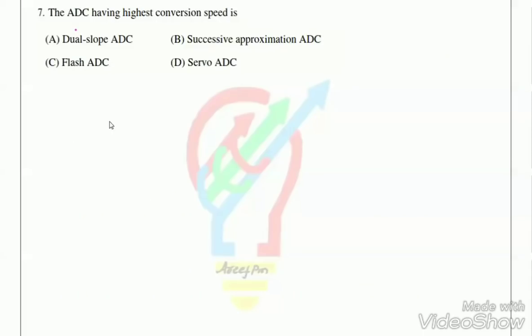And the seventh question here: the analog to digital converter having the highest speed of conversion is dash. Normally the conversion speed in ascending order I will write here.